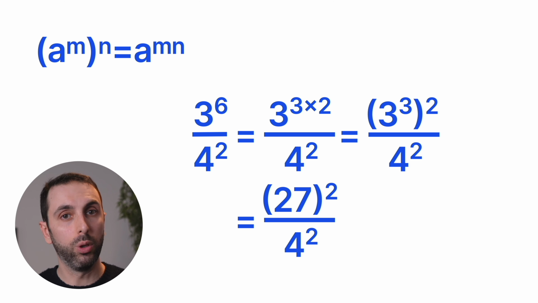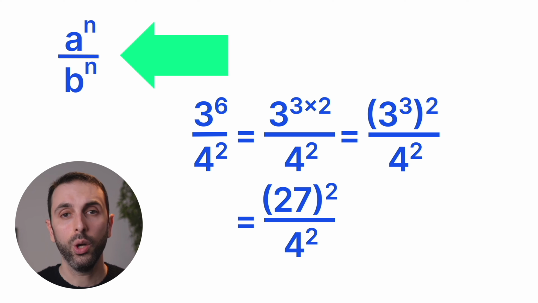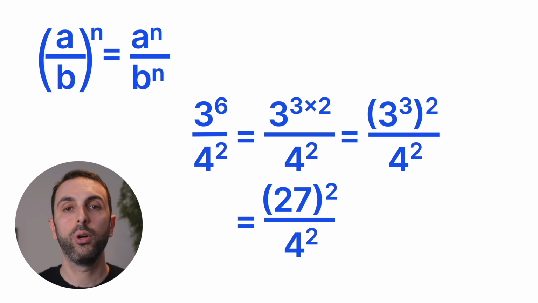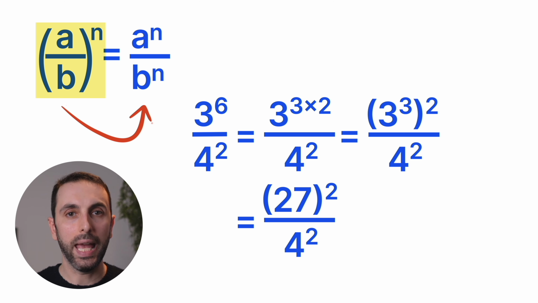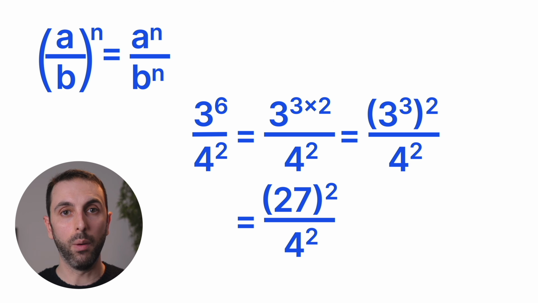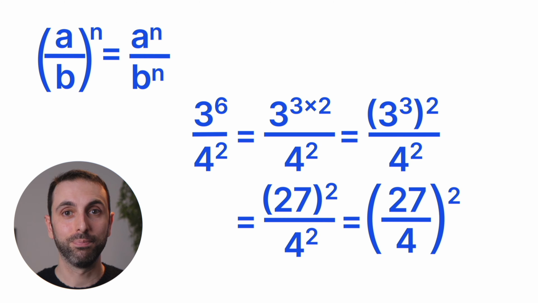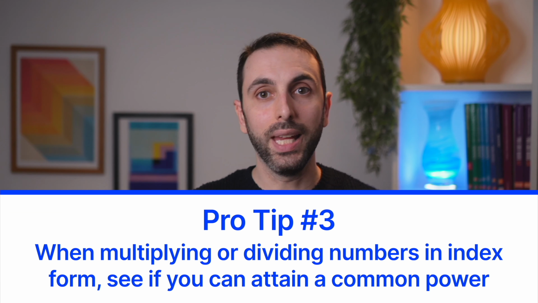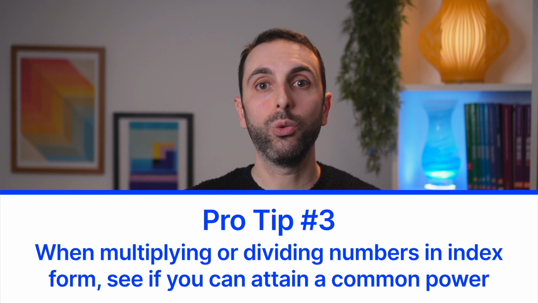I'll now write the following rule on the side, which is that if we divide two numbers of the same power, we can then divide the two bases together and then set them to have the same power. More precisely, this is like saying a over b all to the power of n is the same as saying a to the power of n divided by b to the power of n. So this means for our final line of work, we have 27 divided by 4 all to the power of 2. So the lesson learned here is whenever we are multiplying or dividing numbers in index form, if the powers are not the same, see if you can use the indices laws to attain the same powers.